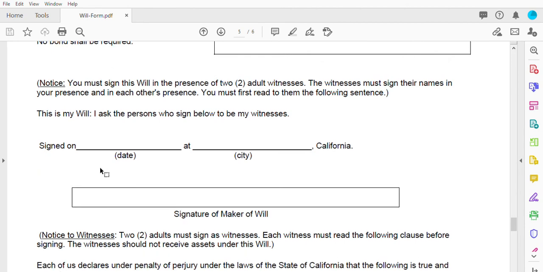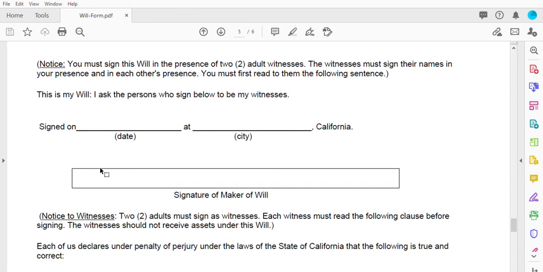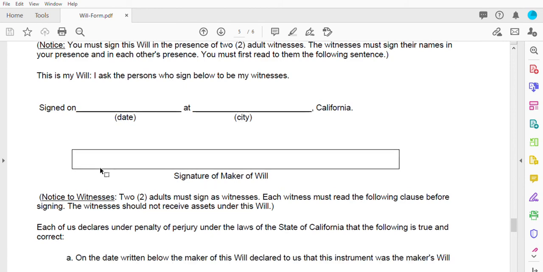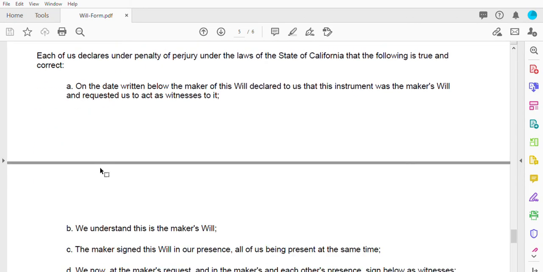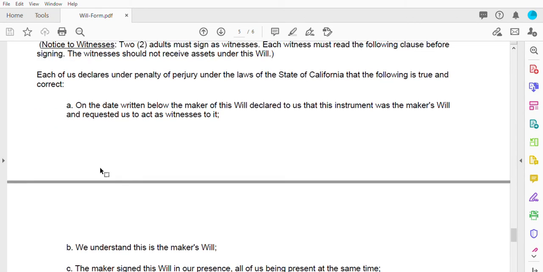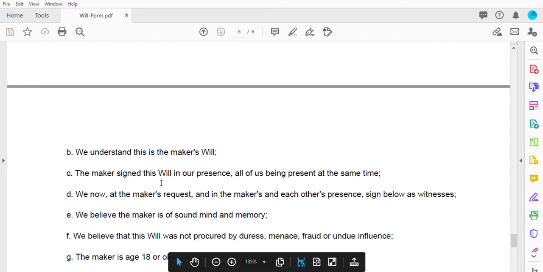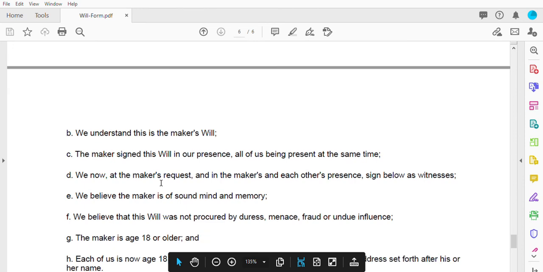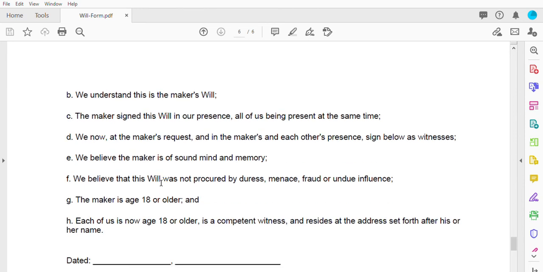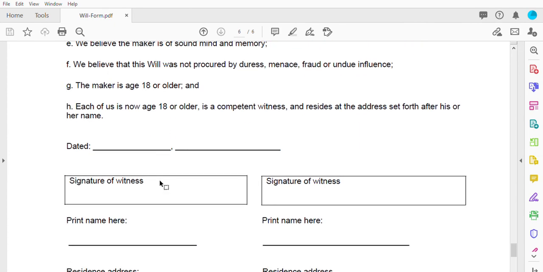And here again is where you have to designate 2 witnesses, 2 adult witnesses, to witness you signing the will. And again, it's signed under penalty of perjury by these witnesses, that they understand that it's your will, that you have signed it in their presence, and that you are of sound mind and memory, and that the will was not signed under duress, menace, fraud, or undue influence, and that both of you are over the age of 18.